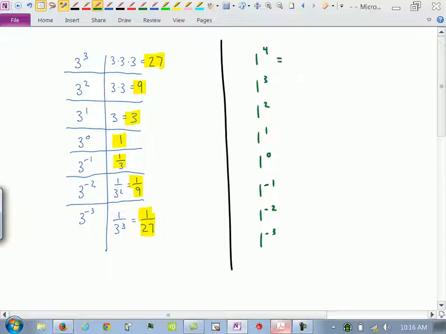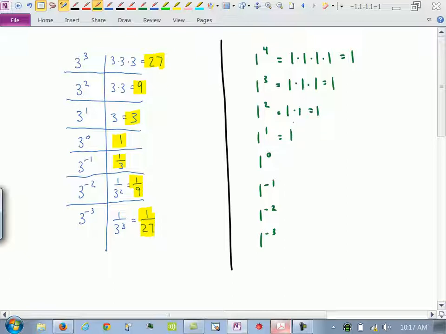So what's 1 to the 4th? 1 times 1 times 1 times 1, right? What's 1 times 1 times 1 times 1? It's 1, right? It's multiplication, right? What's 1 times 1 times 1? 1. What's 1 times 1? 1. What's 1? It's 1.